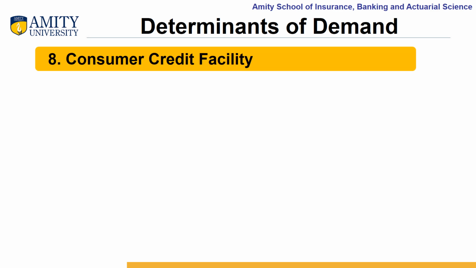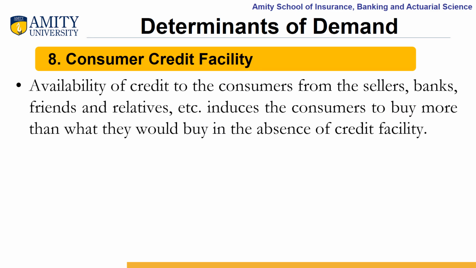Consumer credit facility is another factor which determines the demand of the commodity. Availability of credit to the consumers from the sellers, banks, friends and relatives induces the consumers to buy more than what they would buy in the absence of credit facility.